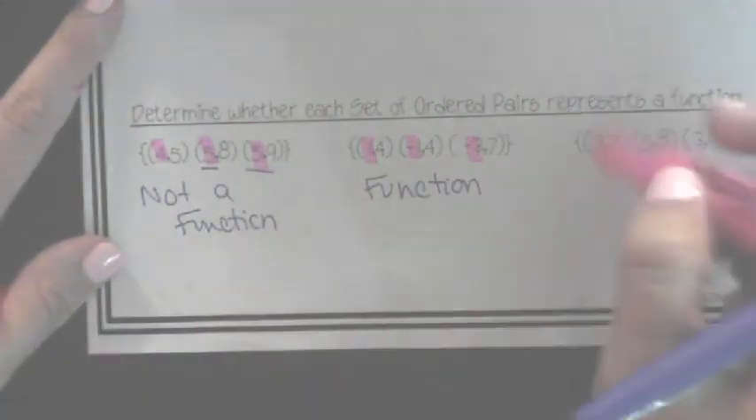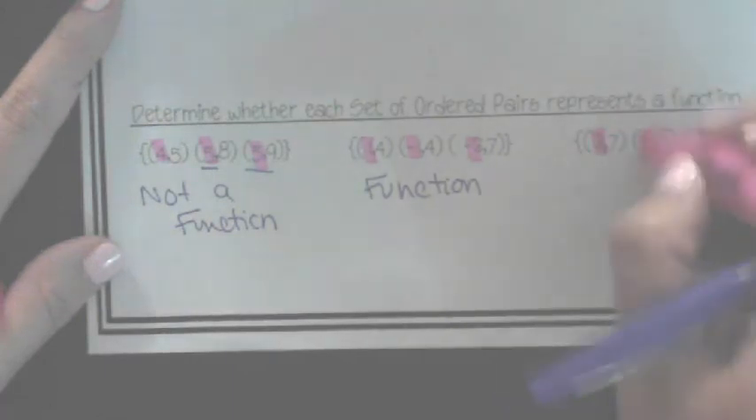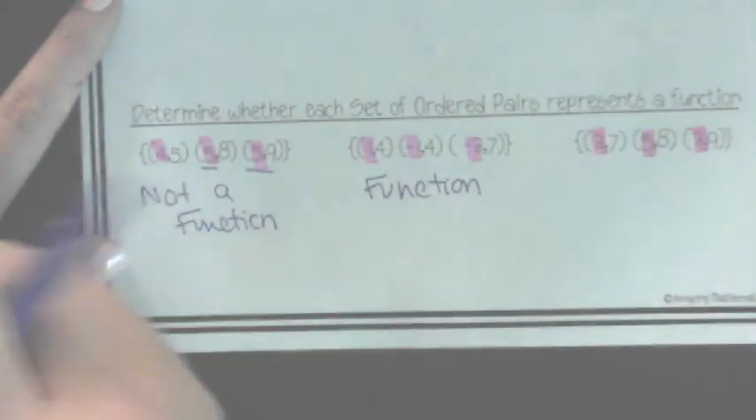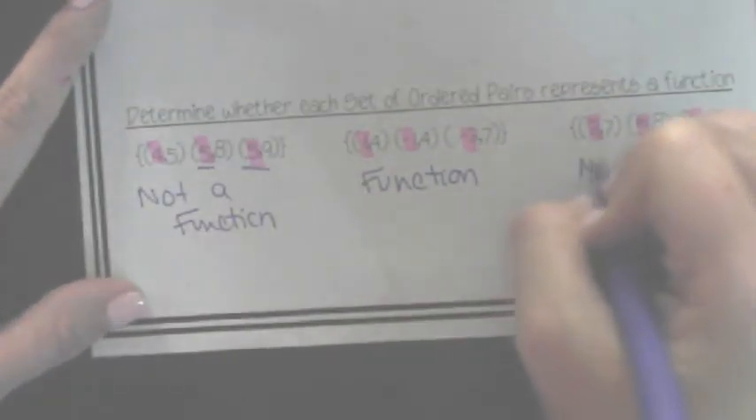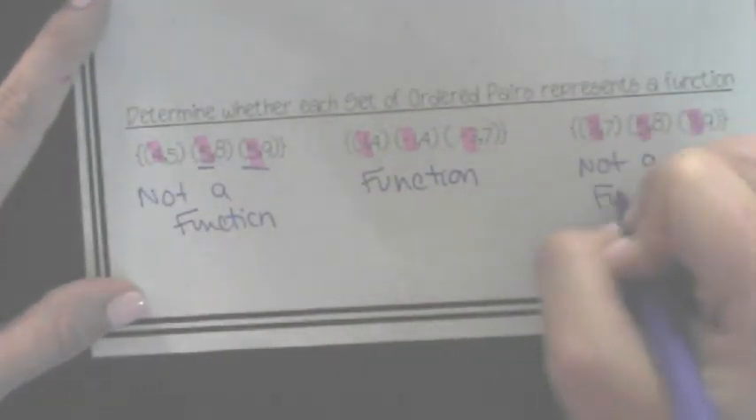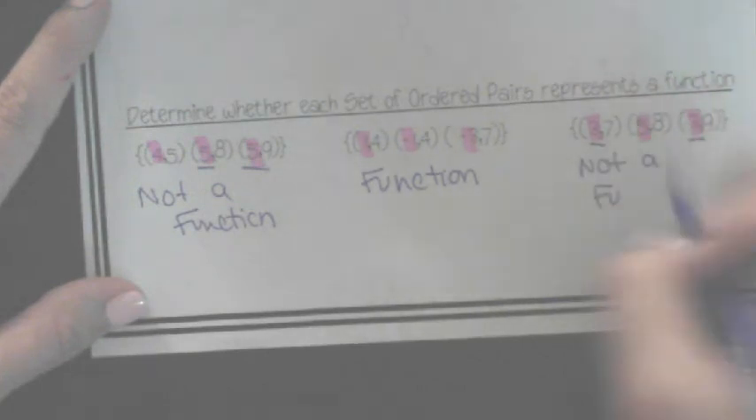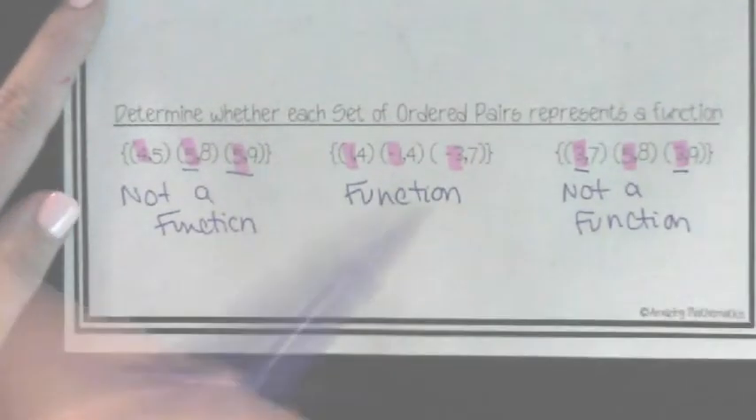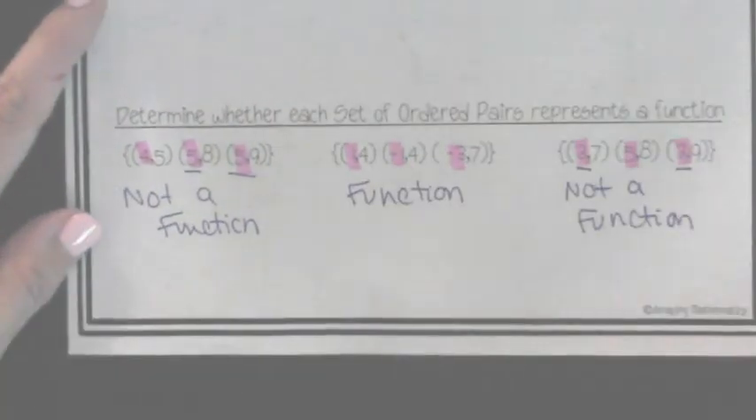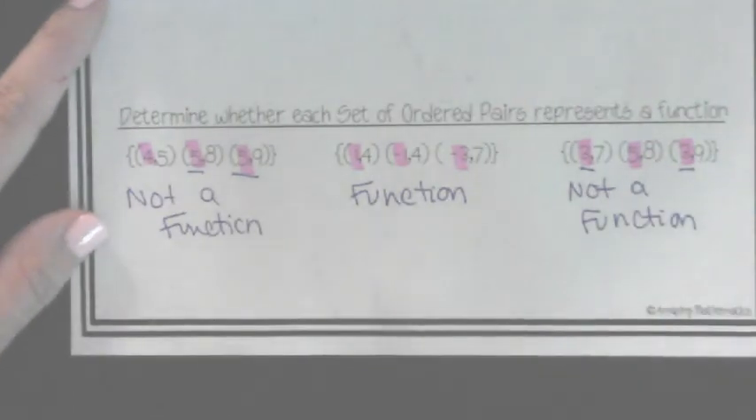And then our last one, we have the x values of 3, 5, and 3. So, is that a function? No. Why? Because the 3 is repeating. It's not a function because the 3 value is repeating. Any questions about ordered pairs? Or mapping, or graphs, or tables? Okay.